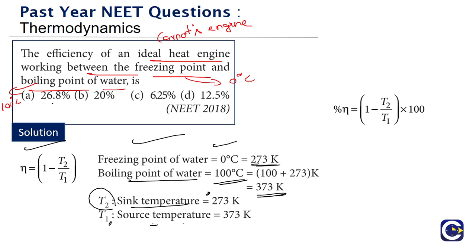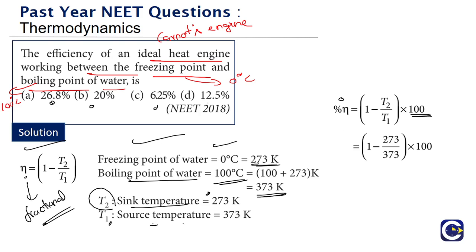So here if you look at the options, they are giving the options in terms of not the eta. So eta is generally the fraction. Eta is what? The fraction. But they are giving the answers in terms of the percentage, means we have to multiply this by 100. So the efficiency in terms of percentage will be what? 1 minus T2 by T1 into 100. So fraction when we multiply it by 100, we will get the percentage. So we'll just have to substitute, that's it.